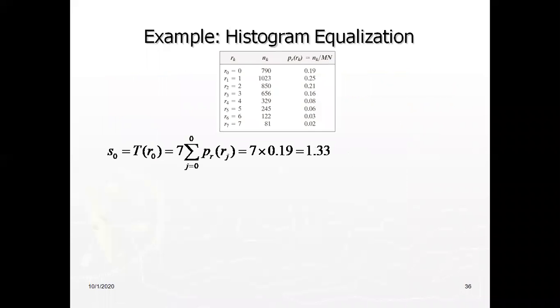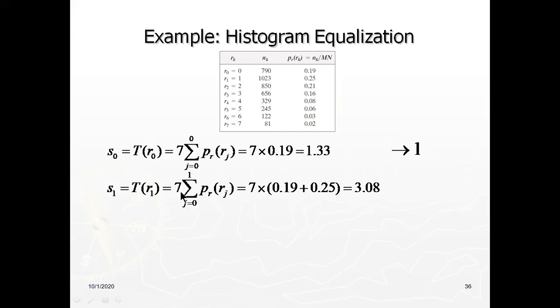So s_0 will be T(r_0), discrete case. This is the discrete case, not the continuous case, because we are taking 0 to 7. 7 into sigma j equal to 0 to 0 of p_r(r_j). So p_r(r_0) will be equal to 0.19, where r is 0, k is 0. 7 into 0.19 equals 1.33. Because we are talking about the discrete case, we round off 1.33 to the value 1.